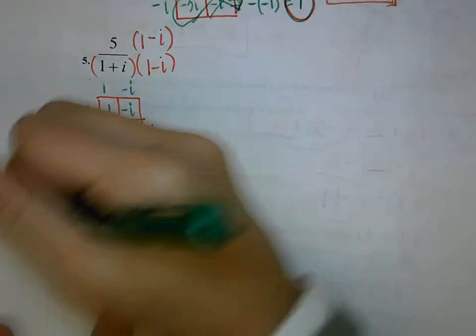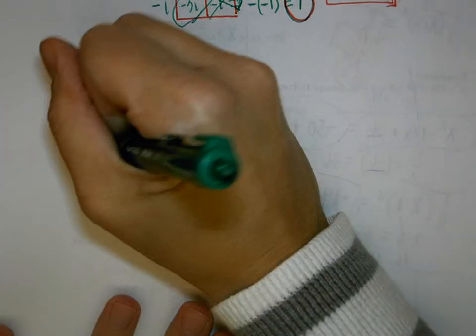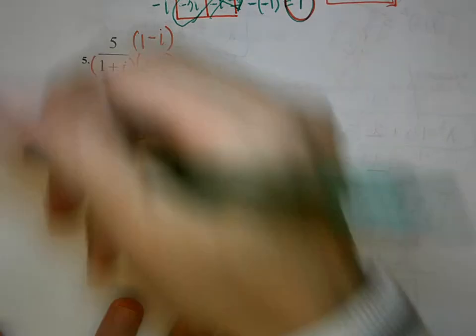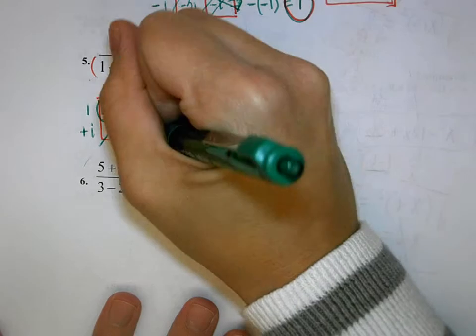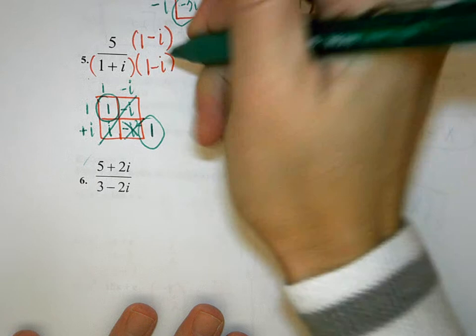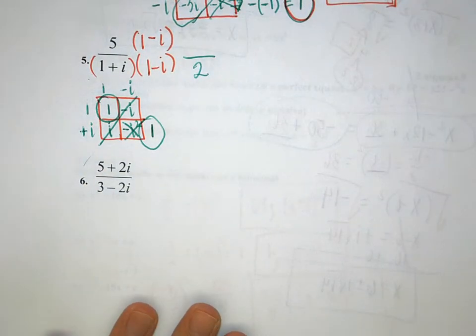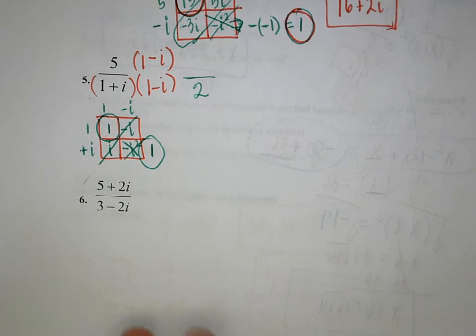Do these end up canceling out? Yes, we do not want an i to be in the bottom part of our answer here. And so now I'm just left with 1 here and 1 here, which makes 2. So my denominator is 2. Okay, and then what am I going to do with the top part?